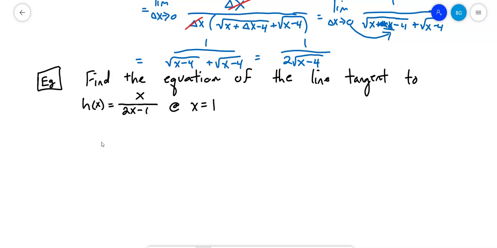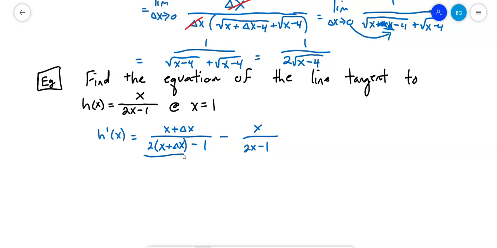Maybe I'll do this in blue again. Here we go. H prime of x. Well, let's do our formula. So it's going to be (x plus delta x) over (2 times (x plus delta x) minus 1). So there's my h of x plus delta x. Now I have to subtract off the original function. And this is all over delta x.